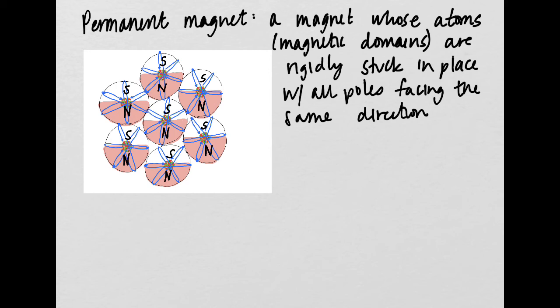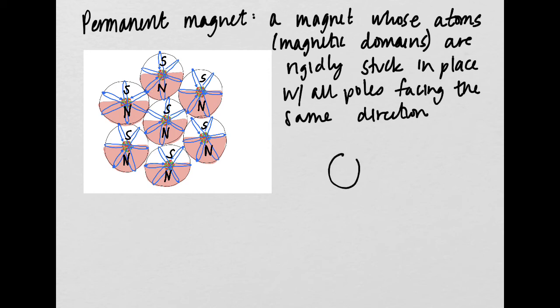A permanent magnet is a magnet whose atoms or magnetic domains are rigidly stuck in place with all the poles facing in the same direction, like I have here. So, iron, for example, is a permanent magnet, okay? A non-permanent magnet would be a situation where all the magnetic domains are not aligned in the same position.